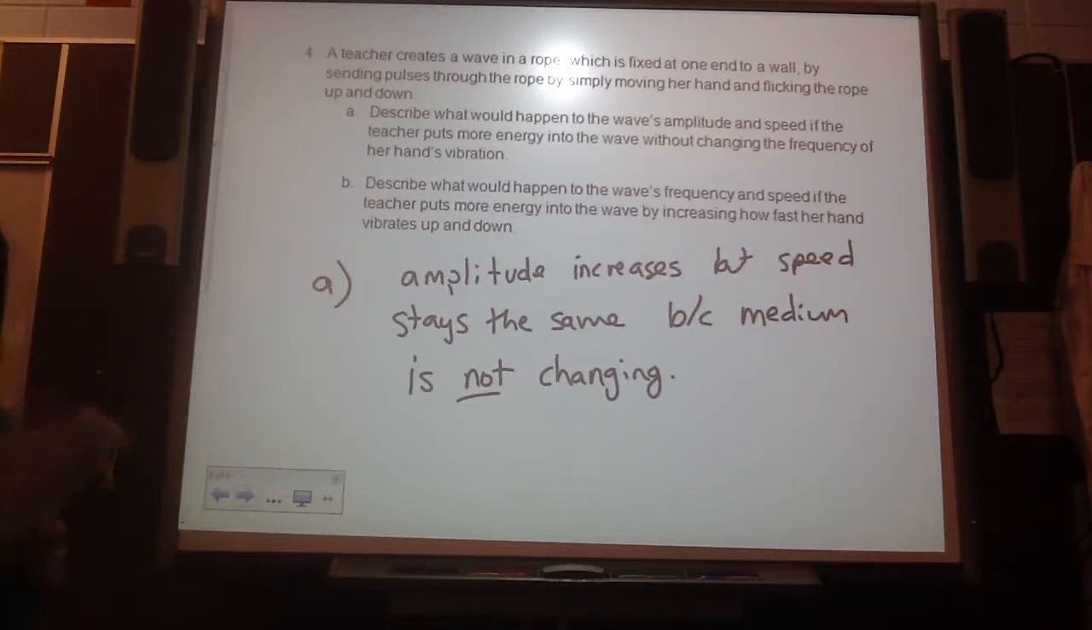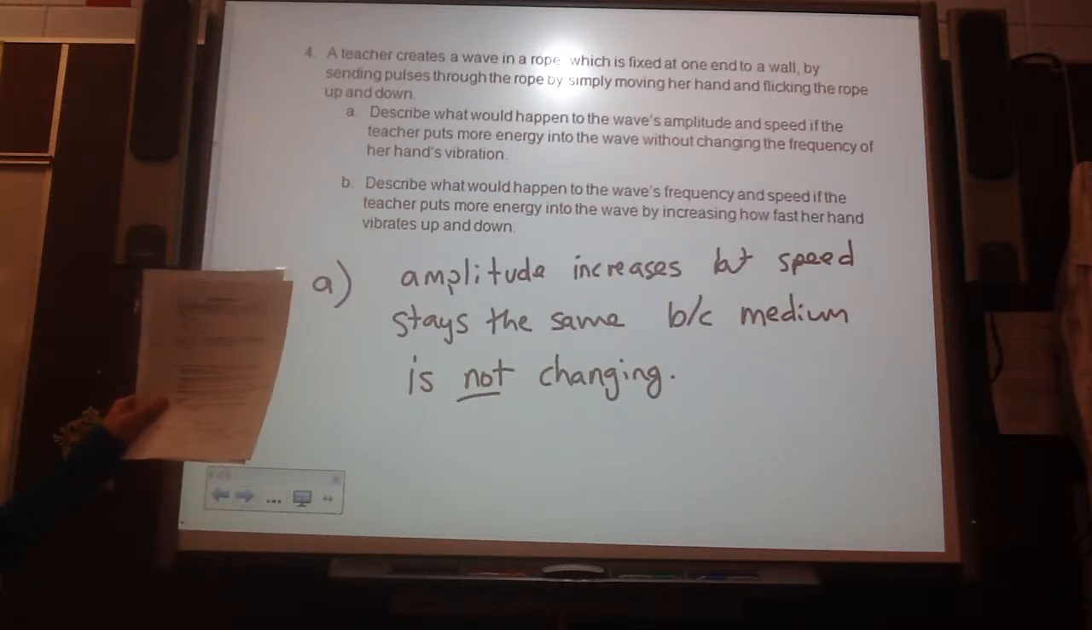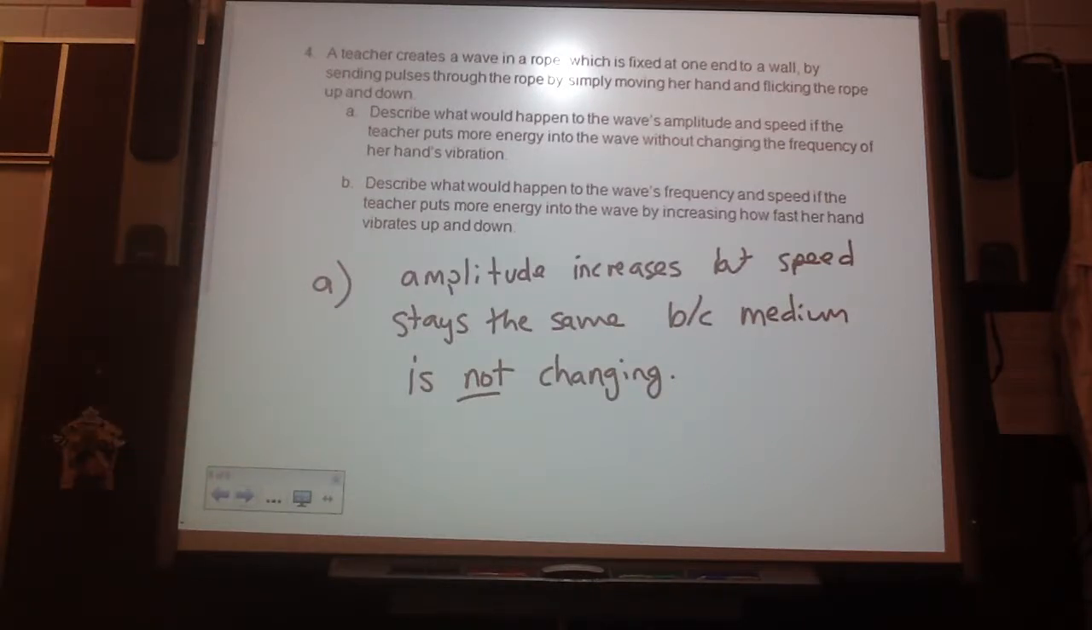Now go back to your front page and remind yourself, look at where you showed me what amplitude is, right? It's how high or how low the wave is. So that's what was changed in this part A, the amplitude. So just how high or how low, but frequency is related to how fast, right?